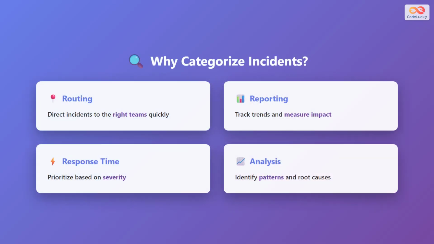So why do we categorize incidents? There are four main reasons. First, routing. Categorization helps direct incidents to the right teams quickly, ensuring the most qualified people handle each issue. Second, reporting. Organized categories allow us to track trends and measure the overall impact of incidents on our systems. Third, response time. By prioritizing based on severity, we can respond faster to critical issues. And fourth, analysis. Categorization helps us identify patterns and discover root causes, which leads to preventing future incidents.